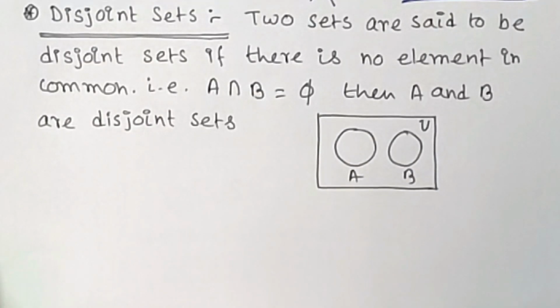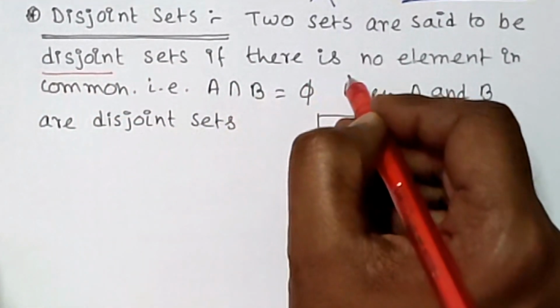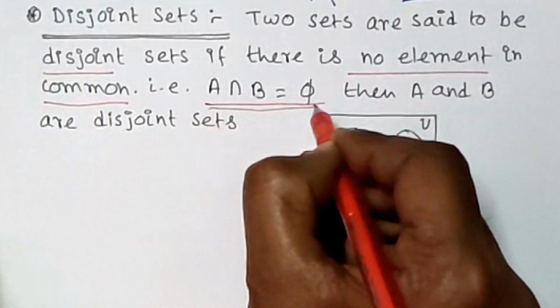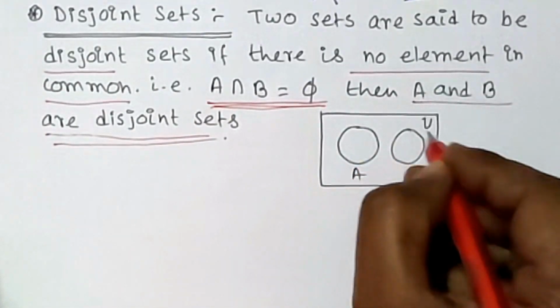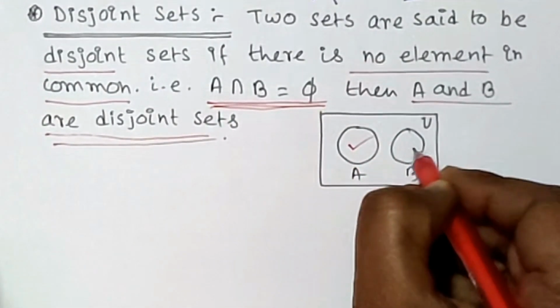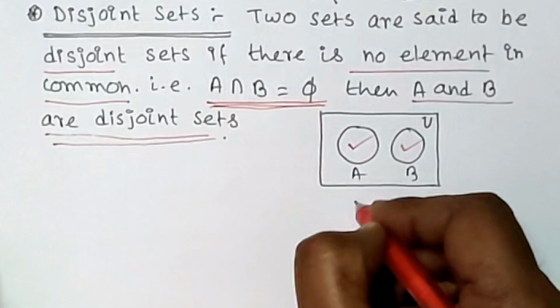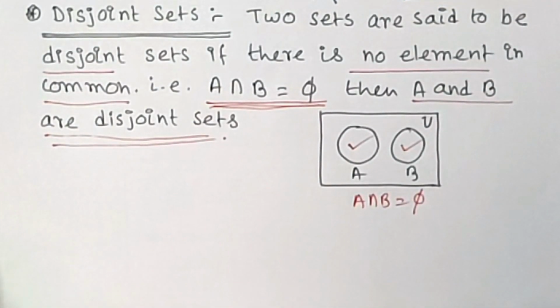Let's end today's discussion by giving a definition of disjoint sets. Two sets are said to be disjoint if there is no element in common. That is, if A intersection B equals phi, then A and B are called disjoint sets. In the Venn diagram, look, this is the universal set, this is set A, this is set B. Is there any element in common between A and B? No. So here A intersection B is equal to phi, and hence A and B are called disjoint sets. This was the basic concept of sets and of the operations on sets.